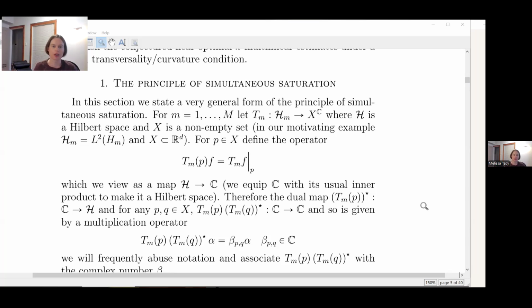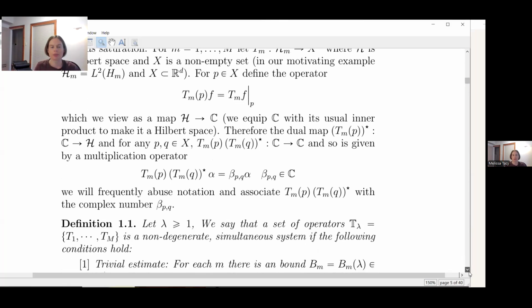So you have these operators, and X is just some non-empty set. We'll see what the conditions put as requirements on X to make sure that all of our system requirements are met. So I'm going to define operators Tm of P, which is just the operator Tm evaluated at the point P. I'm going to consider that one to be a map from the Hilbert space into the complex numbers. So I'm thinking of this as some kind of evaluation map.